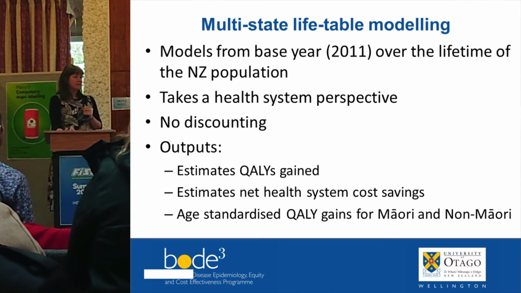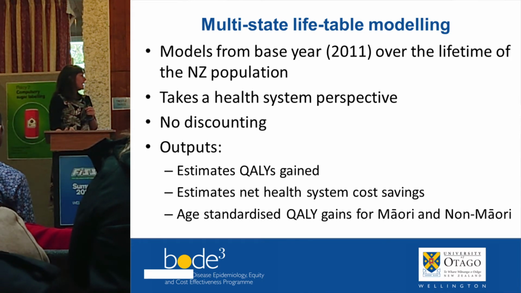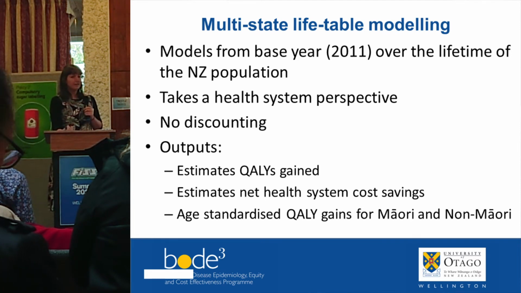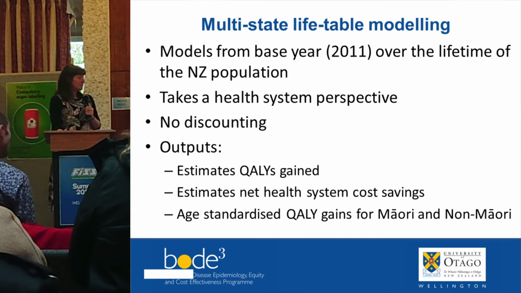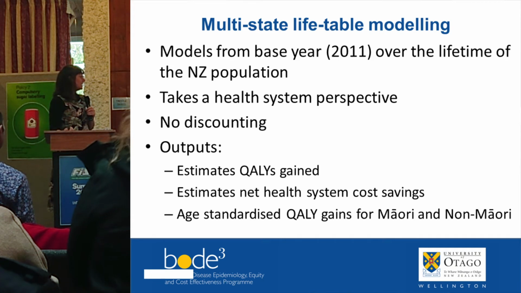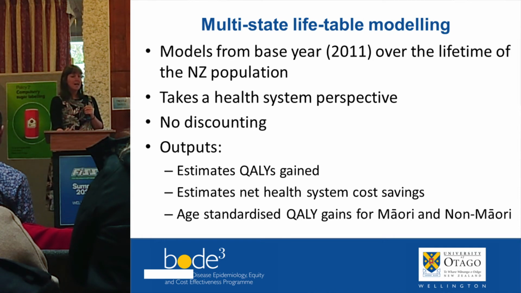It takes a health systems perspective, and there's no discounting, so we're valuing future health gain the same as current health gain. We produce the quality adjusted life years, net health system cost savings in this case, and age standardised quality adjusted life year gain for Māori and non-Māori, which is expressed as a ratio, so you can see whether health gain is high for Māori or non-Māori.